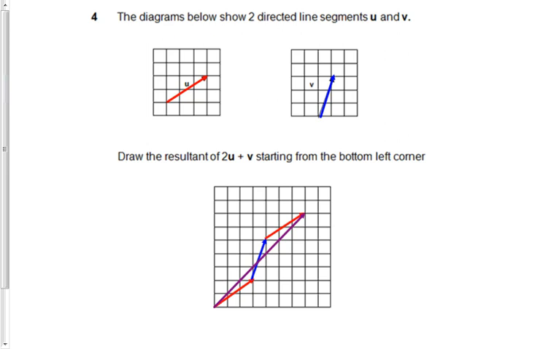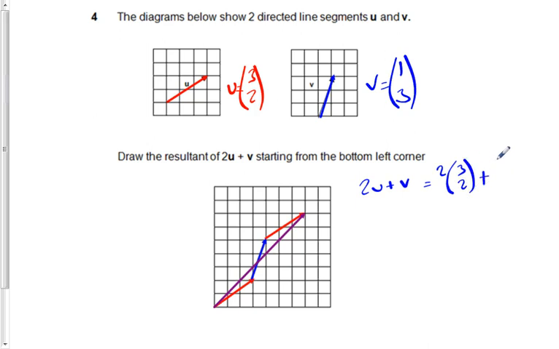Now you can get the marks for doing this in component form. For example, U is equal to (3, 2) and V is equal to (1, 3), giving us that 2U plus V would be equal to 2 times (3, 2) plus (1, 3), which is (7, 7). And starting at the bottom left hand corner, 1, 2, 3, 4, 5, 6, 7, and then 7 up, 1, 2, 3, 4, 5, 6, 7. If we calculate that and draw a resultant vector, that's fine.